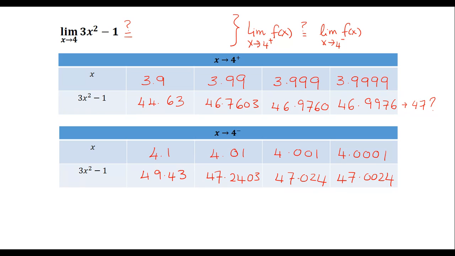And as you can see over here, 47.0024, I think it will also move forward and converge to 47 also, correct? So this is what it means by that.